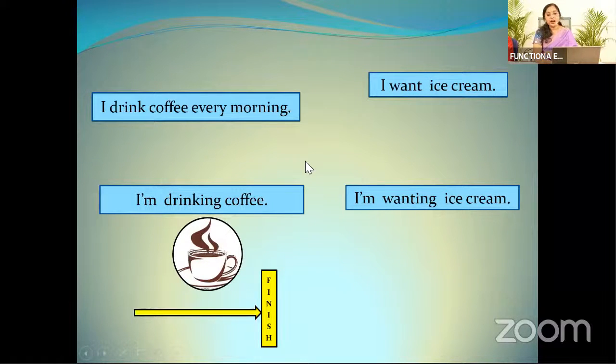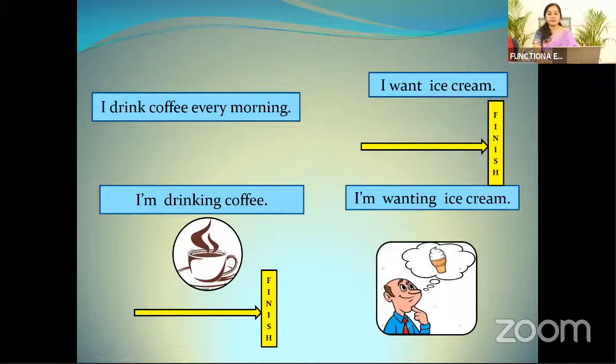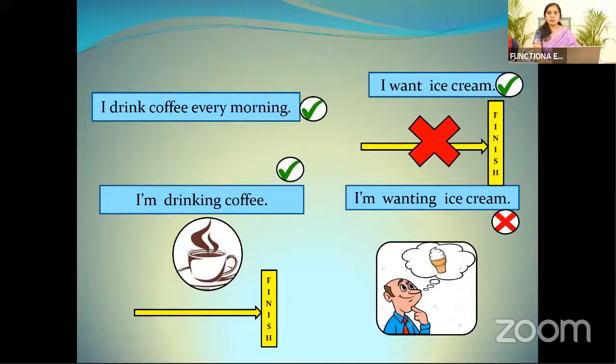And now take a look at this wanting. I am wanting ice cream. It's not the question of I finish my wanting today. Anytime, yesterday, today, tomorrow, my craving for ice cream, my wanting for ice cream is the same. So the act of wanting never gets completed. Therefore, we cannot use the word wanting. I'm wanting is never right. And this kind of verb is called a state verb. Now you see which are correct and which one is incorrect.